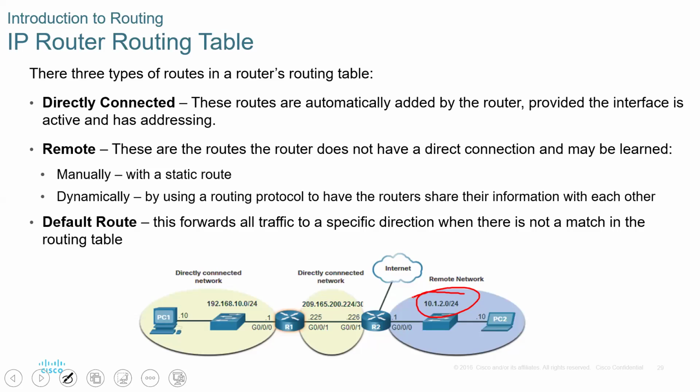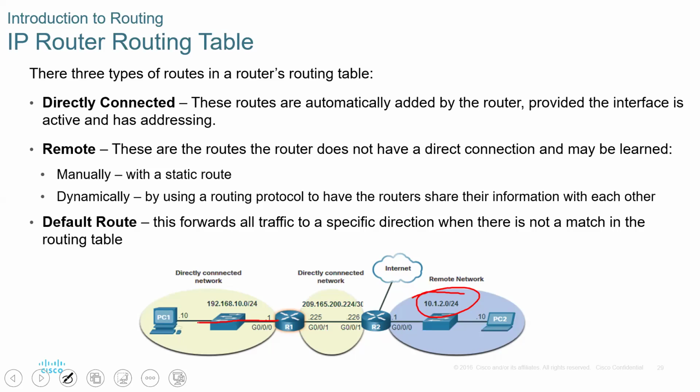Now, inside the routing table, there are certain other kinds of information that you tend to find there. There's what we call directly connected networks. When you say a network is directly connected, what we are saying is that there is a particular interface, a cable that is connected to it. That and the details is found in the routing table. Those routes are automatically added by the router, provided the interface is active and has its own addressing and things like that. That's where they say directly connected.